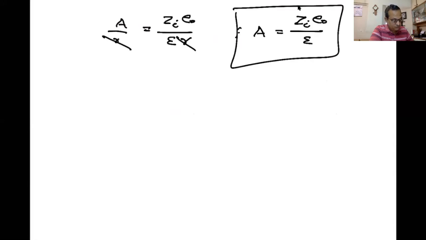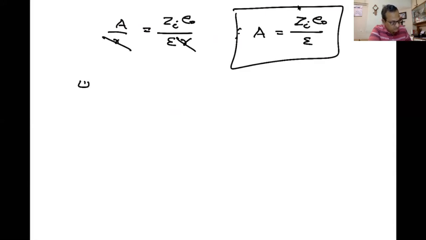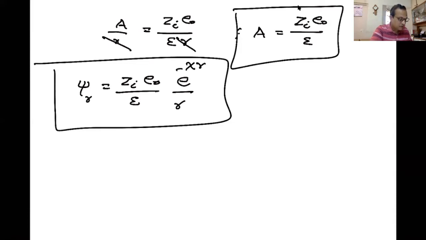So put the value of a in psi r. Psi r is going to be zi e0 upon epsilon, e raised to minus chi r upon r. This is how my potential will change with distance in my ionic cloud. Okay, did you understand this part? It is pretty simple. So this is one part.